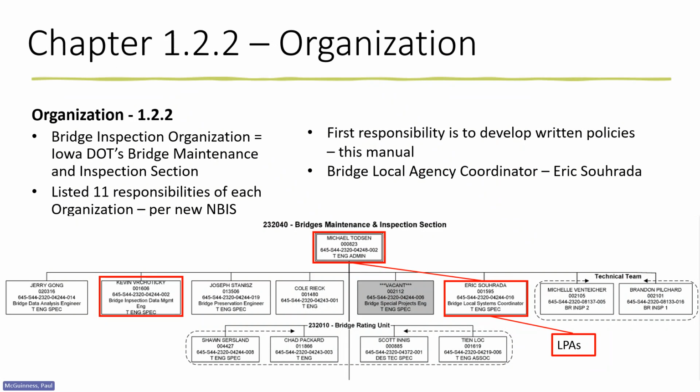Okay, Mike's going to talk about the organization in Iowa. Yeah, a little bit about our organization at the DOT. One of the requirements of the NBIS is the organizational requirements, and one of those things is the written policies, which this manual helps to fulfill. Our organization, I serve as the program manager for the state of Iowa and oversee not only state bridges, but county and local or city bridges as well.